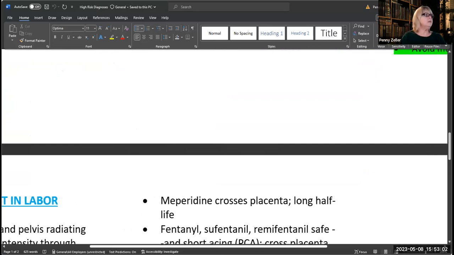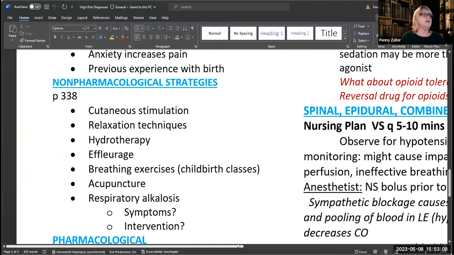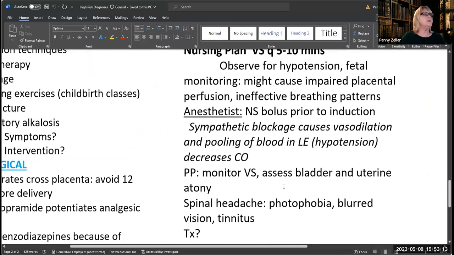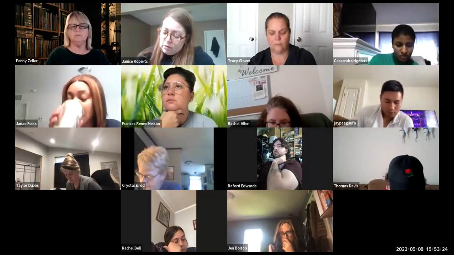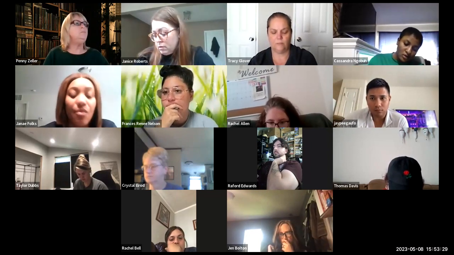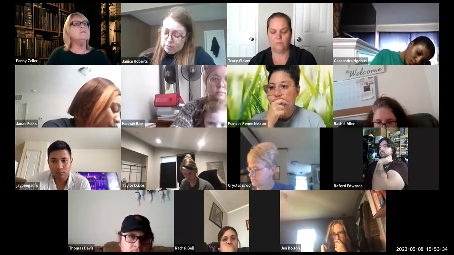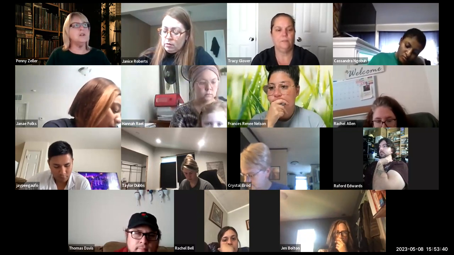Okay, the rest of this is about pain management. I think I did give you this just so you can study it, and particularly the job of the nurse during an epidural. So the most important things on that sheet are the things I highlighted in yellow. Any questions about that? Okay, just a lot of stuff, huh?